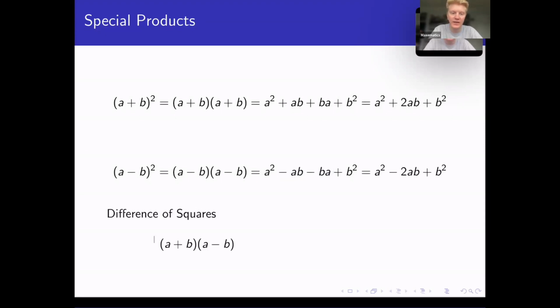Difference of squares, a plus b times a minus b. So difference of squares is what the final answer is going to be. Again, helpful in the next section. But in this case, a plus b, a minus b. A times a is a squared.